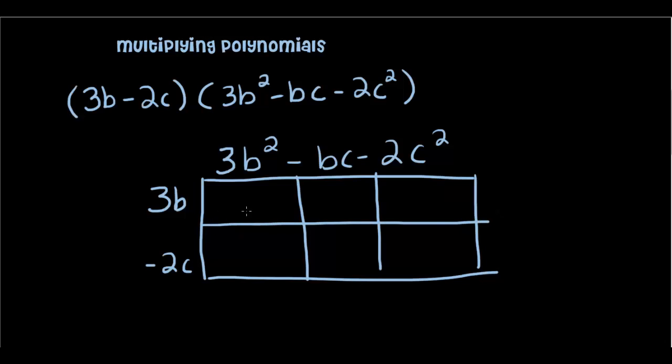And we're going to start multiplying. So, and I'm going to use a different color. So 3b times 3b squared is 9b cubed. Then 3b times negative bc is going to be negative 3b squared c. 3b times negative 2c squared is going to be negative 6bc squared.